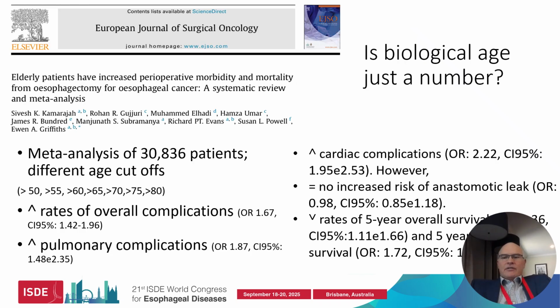Can we use age? Well, as we know, age is just a number, but there is good evidence, and this is a meta-analysis I was involved in, of over 30,000 patients, that higher ages led to increase in overall complications, pulmonary complications, cardiac complications, and reduced levels of 5-year survival and 5-year recurrence-free survival, but no difference in anastomotic leak. But we all know that age is just a number, and we probably need to do better than just an age grouping.